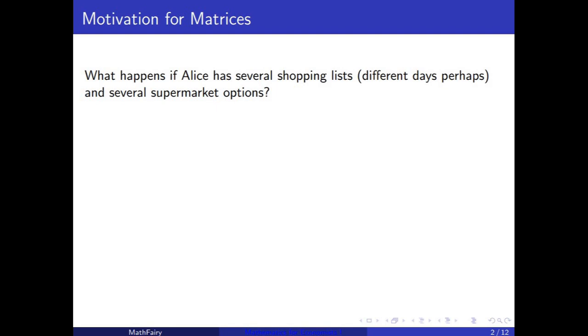In the last video, we saw that calculating how much Alice has to pay at the grocery store can be calculated as the dot product of the quantity vector, which contains how much she bought of each item, and the price vector, which contains how much each item costs, which we of course already knew how to do. Then we pose the question, what would happen if she perhaps has multiple shopping lists or there are several different supermarket options. In other words, when we have lists of lists, which we will be calling matrices at this point.